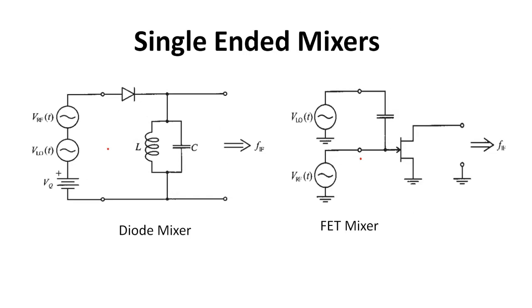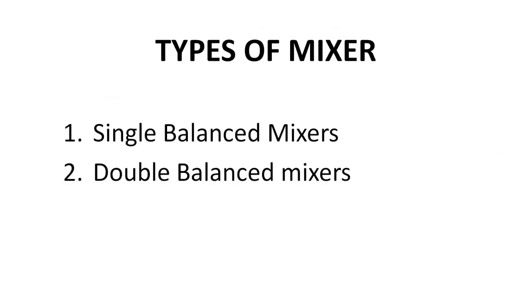The figure shows some types of single-ended mixers. In the first figure, the active device is a diode, and in the second figure, the active device is a FET. When compared to a BJT mixer, a FET mixer has more advantages like increased conversion gain and isolation between the local oscillator signal and RF signal. Next, types of mixer. There are two types of mixers presented here. One is single balanced mixer and another one is double balanced mixer.